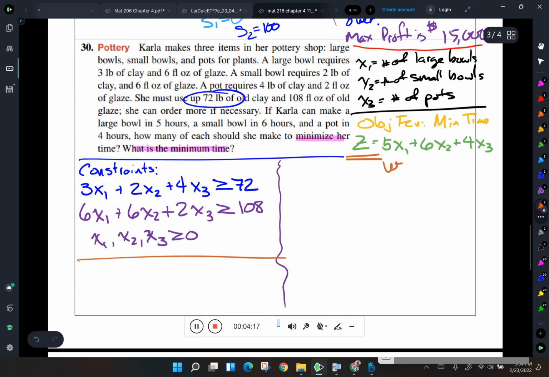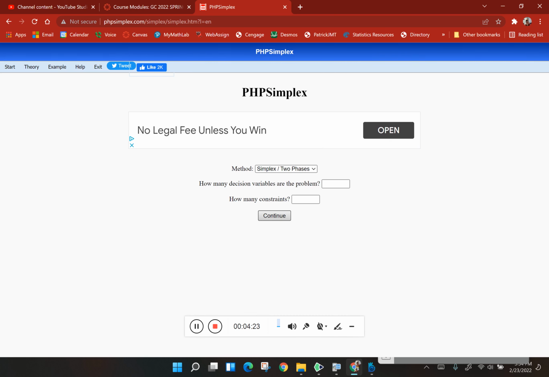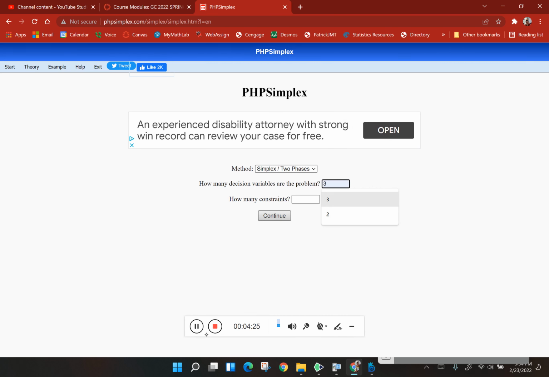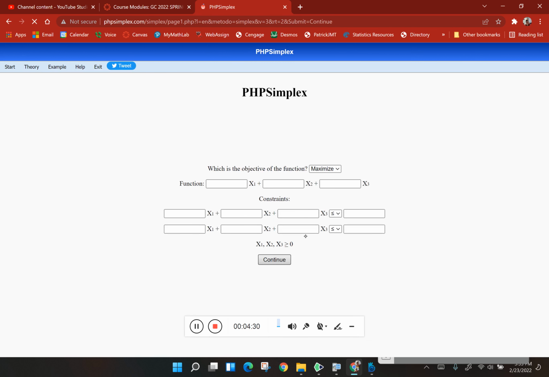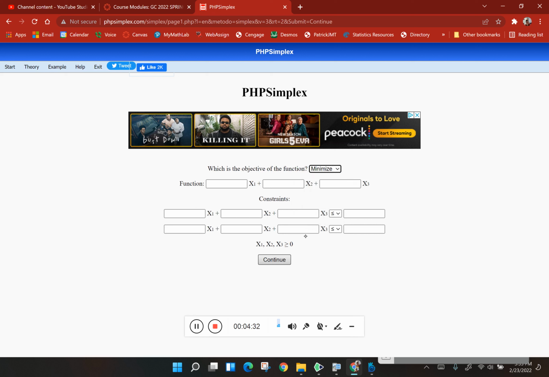All right, so let's go ahead and take this thing and put it into the website, and see what's going to happen here. Okay. All right, so I have 3 decision variables. I have 2 constraints. Okay. Here's where things get different. I've got to make sure I change some stuff here. I want to minimize it.